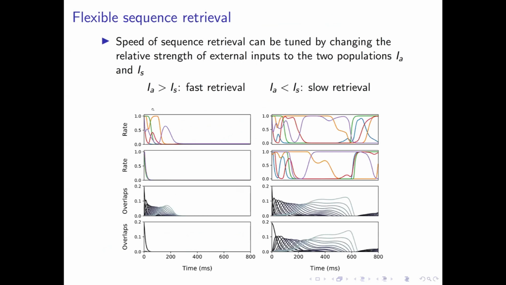And in fact, this works exactly as I described. You can very robustly change the speed of sequence retrieval by varying the different inputs that you're providing to these two populations. When IA, the input to the A population, is stronger than IS, then you will go through the sequence pretty quickly, as you can see here. But vice versa, you can slow down the retrieval by increasing the inputs to the S population, as in this case. This is exactly the same network here. I've just changed the strength of the external inputs to these two populations.